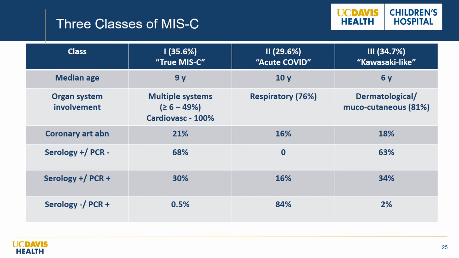And then there have been a third group that have had Kawasaki-like symptoms more predominantly, and they tended to be younger. They really didn't have, again, as much cardiac involvement, although some of them did have coronary artery abnormalities, and they had a mix of positive serology and positive PCR. So it looks like there may be different types of patients and different phenotypes of MIS-C that we can see, and interestingly, all of them can have coronary artery abnormalities. And so we want to make sure that we are not missing the sickest ones, but also not missing the less sick ones who may have coronary artery abnormalities.